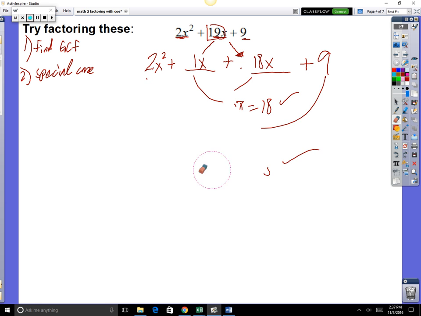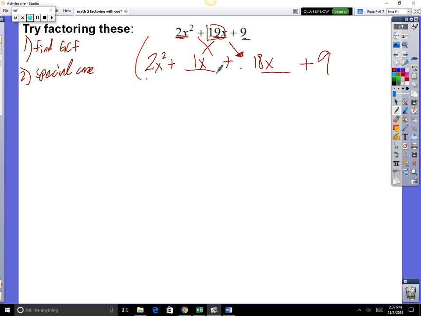So now we turned this trinomial from having 3 pieces into having 4 pieces. Now that it's got 4 pieces, group it. So take that group right there, 2x squared plus 1x, shrink it down. I'm going to divide out of both those terms. I'm going to divide an x out, so it's going to be x times 2x plus 1.